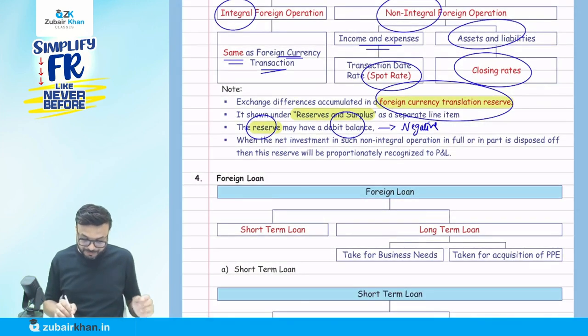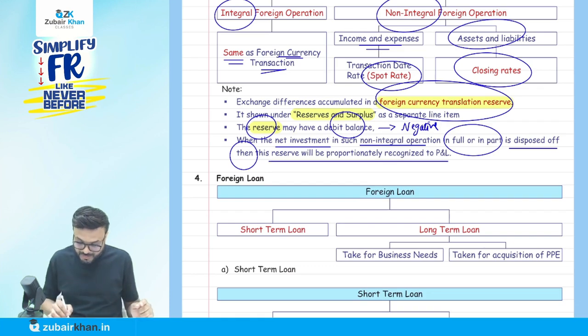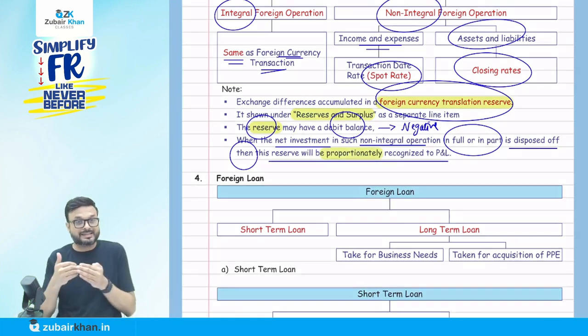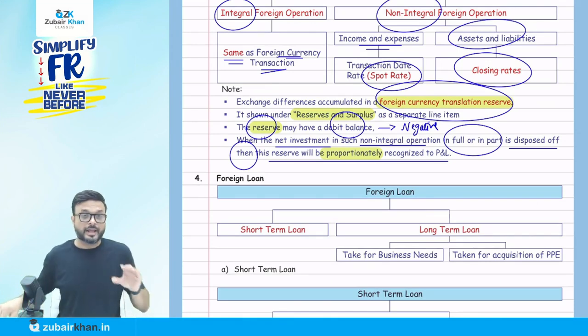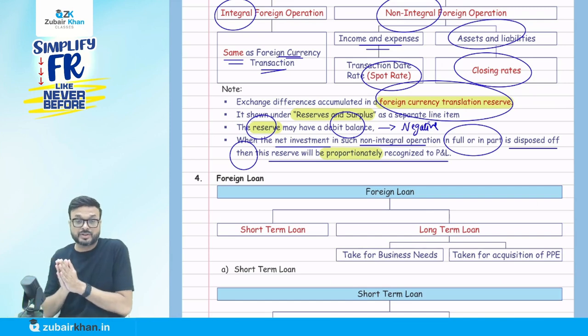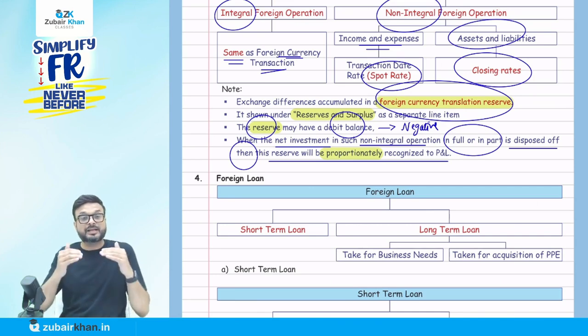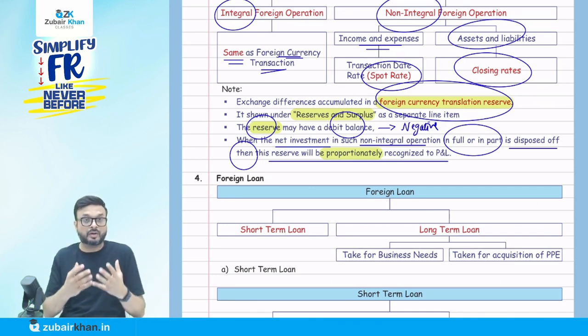But remember that when the net investment in such a non-integral operation, in full or in part, is disposed of, then this reserve will be proportionately recognized in the P&L account. What they are saying is that it is going to appear in the foreign currency translation reserve account only. Can I transfer this reserve to my P&L account? The answer is no.